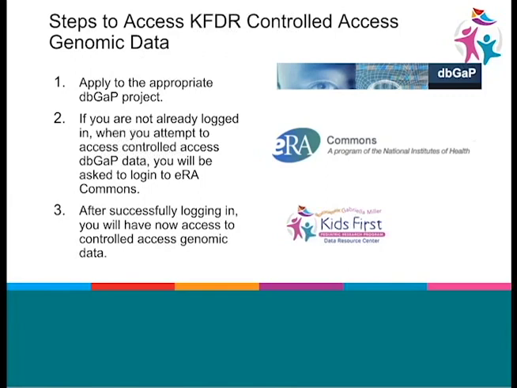First, one time, fill out the dbGaP process. Two, whenever you touch the data, log in with ERA Commons, and then everything else comes for free. So that's all that happens, and that's all you need to do to get access to controlled Kids First genomic data.